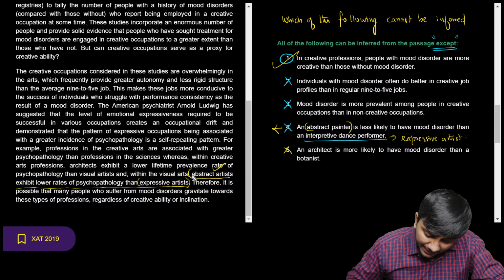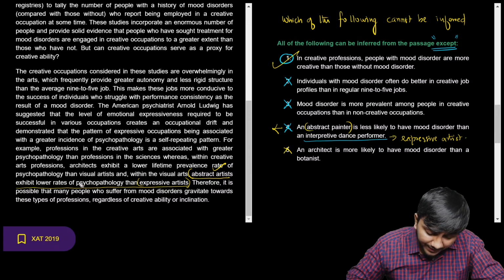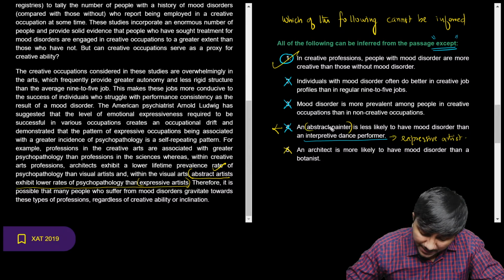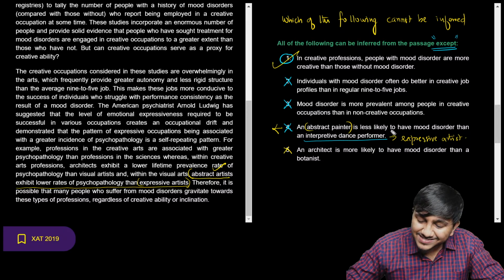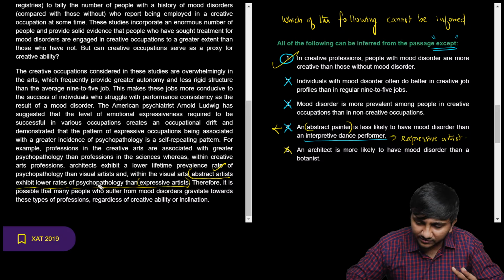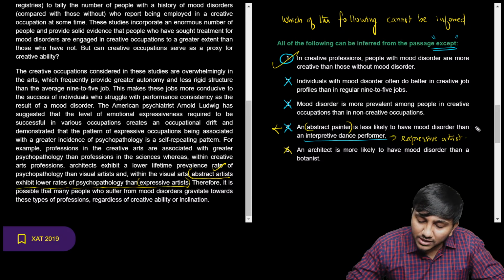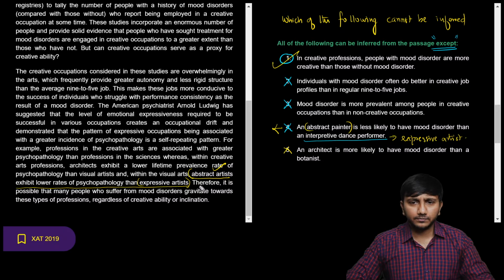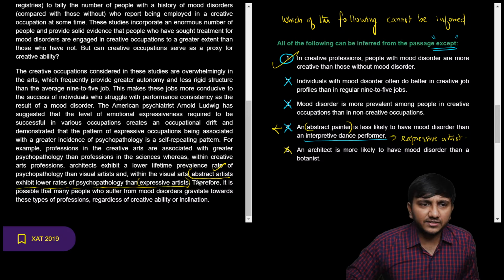Okay, so it is given that abstract artists exhibit lower rates of psychopathology. An abstract painter, who is an abstract artist, is less likely to have mood disorders, which is basically psychopathology in our context, right? Is less likely to have mood disorders than an interpretive dance performer, which can be inferred from what is underlined here. Is that clear? I hope that's clear for everybody.